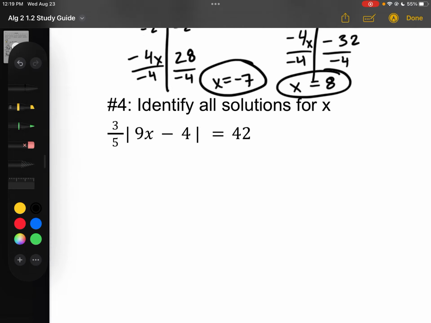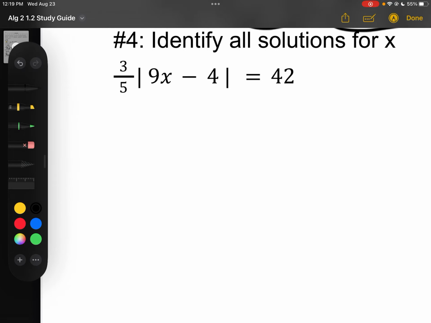All right, moving on down to our final question here. So again, on the outside, we have a fraction. This time it's not 1 on top, we have 3 over 5. So we have to get the absolute value alone. So first we will multiply by the reciprocal, by 5 over 3. Make sure we convert 42 to 42 over 1.